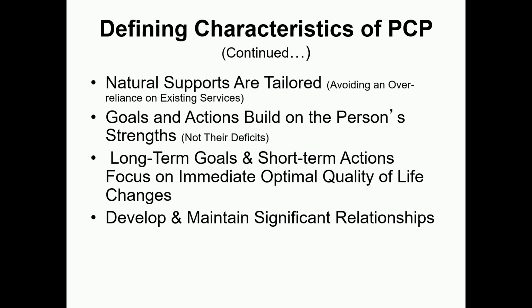We're building our goals and actions on the person's strengths, not on their deficits. We want to focus our immediate attention on optimal quality of life changes. Maybe that's long-term and short-term goals that we have to make improvements in quality of life. And we want to help the individual that we support develop and maintain significant relationships. And that means relationships not just with their family, but with other members of the community as well.